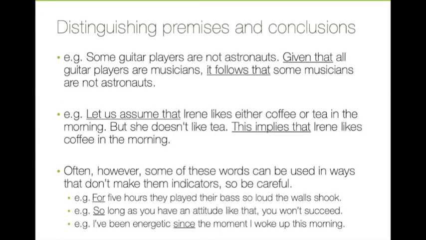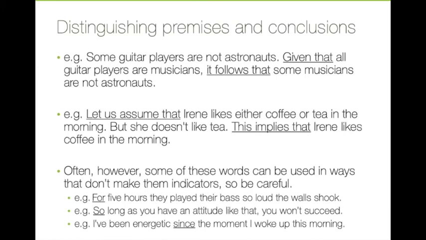So we can look at a couple more examples of sentences in natural English that use some of these premise and conclusion indicators to see how they work. So, some guitar players are not astronauts. Given that all guitar players are musicians, it follows that some musicians are not astronauts. So, given that indicates that the sentence that follows is a premise. It follows that indicates that what follows that is the conclusion of that argument.